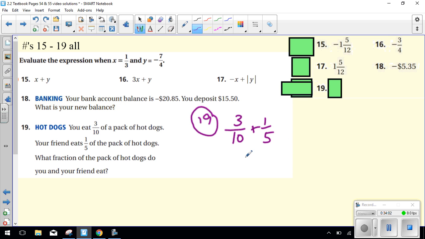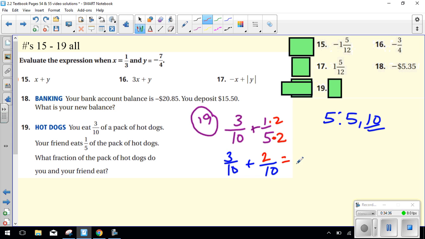But this is all out of one pack. It's not like you came with a pack of 10 and your friend came with a pack of 5. So what we need to do is find a common denominator. So counting by 5s, 5, 10, common denominator is 10. So this first fraction does not change because the denominator did not change. For the second fraction, 5 times 2 gets you to 10. So 1 times 2 is 2.